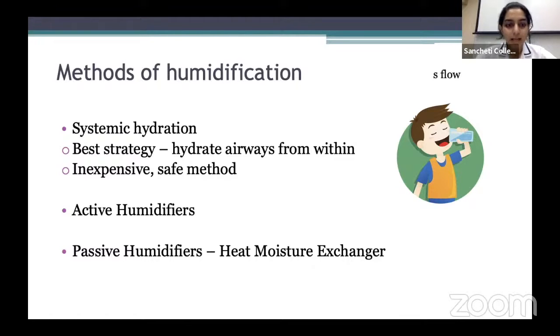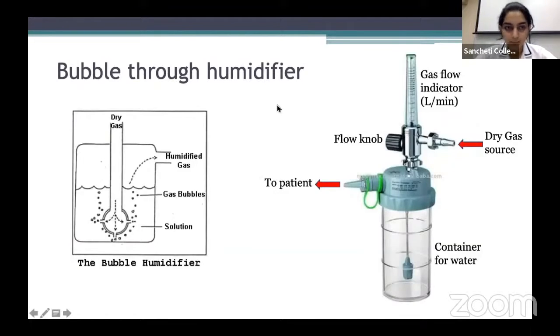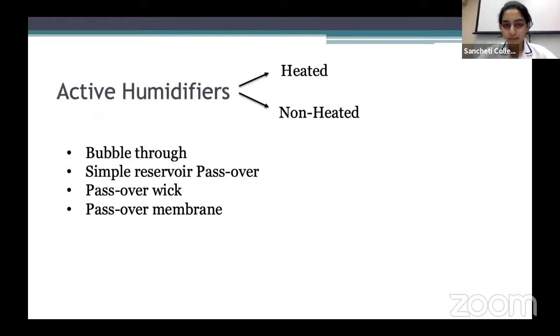Okay. Now, we have active humidifiers. Active humidifiers are basically of two types. They could be heated, they could be non-heated. Did I miss a slide here? No. Okay. So when I talk about active humidifiers, we have basically 4 types: bubble through, and the passover types can be further classified into 3. You have a simple reservoir type of passover, a passover wick, and a passover membrane. We'll see all of these a bit more in detail.